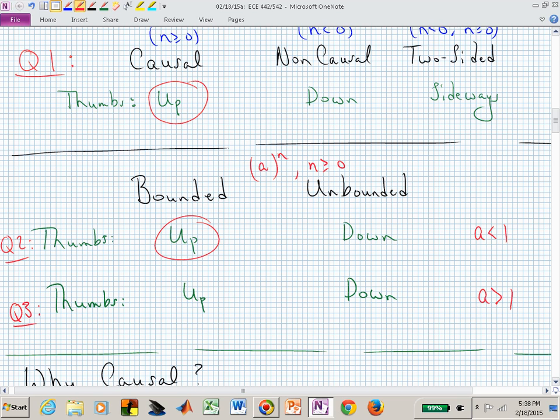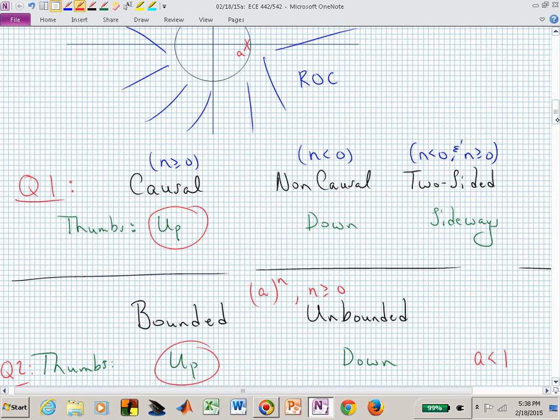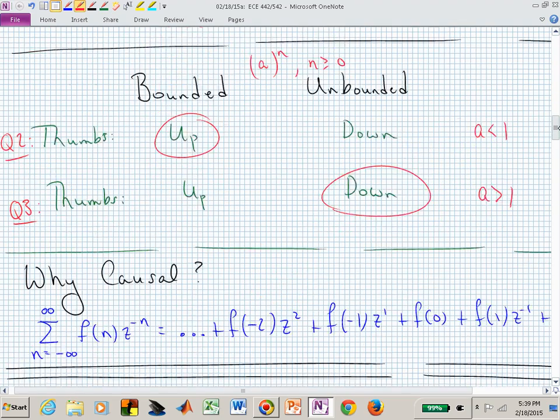So show of thumbs on the count of 3 if A is now greater than 1. 1, 2, 3. I just wanted to make sure you can go down with your thumb, right? You've been going up, now you're down. This is unbounded, isn't it? If we have A equal to 2, and we're raising 2 to higher and higher powers, we're obviously going unbounded. That's question 3. All right, let's look at a different region of convergence.